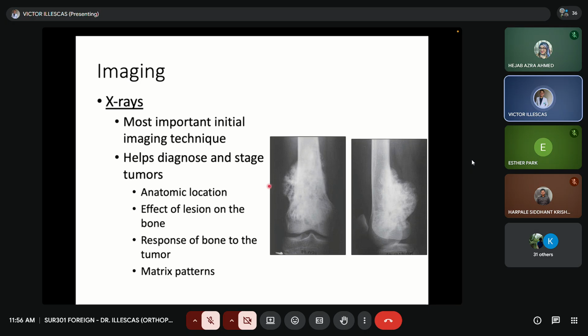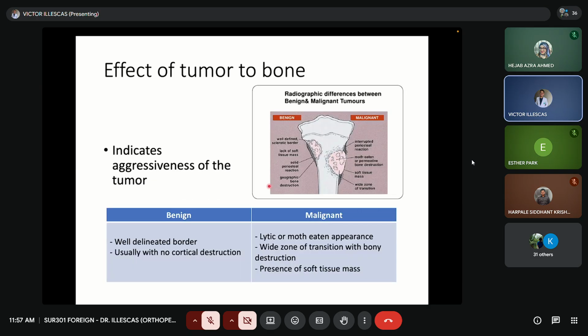So the initial request should be X-ray. This is the most important initial imaging technique. It helps to diagnose and stage the tumor as to the location, the effect of the lesion to the bone, the response of the bone to the tumor, as well as some pathognomonic matrix formation. So we want to see the effect of the tumor to the bone. We want to check if the tumor is aggressive or benign.